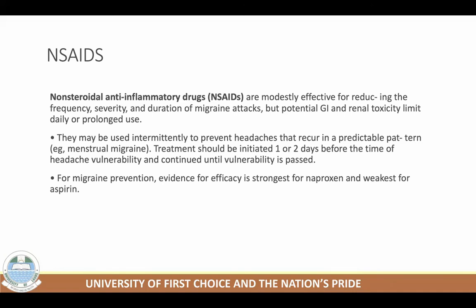But it's also important to note that patients who may appear to tolerate it, if you check their clinical markers, for example, their renal markers may begin to show that they are already suffering toxicity. So it's important to continue to monitor patients who are on prophylaxis when you're using NSAIDs. For migraine prevention, evidence for prevention is strongest for naproxen and weakest for aspirin.